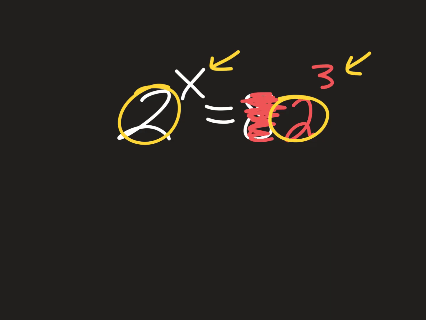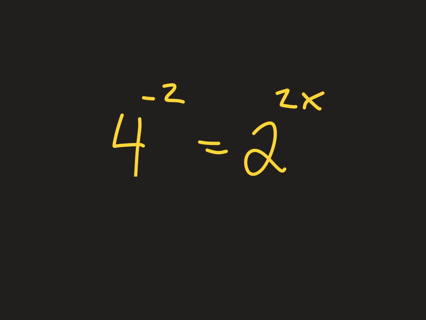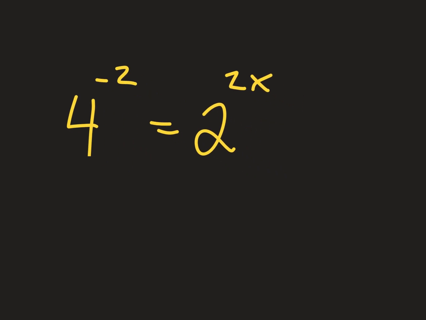Do you remember that deal? You make the bases the same, and then the answer will be up in the exponents. All right, so let's see if that's coming back. 4 to the negative 2 equals 2 to the 2x. Are the bases the same right now? No. Can you make them the same? Yes. All right, take a second, make those bases be the same.